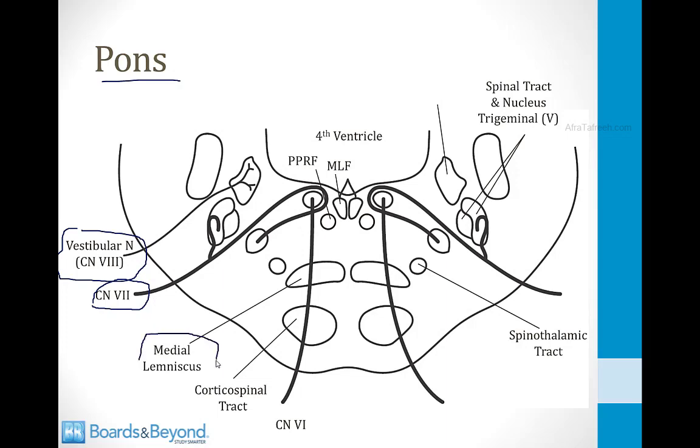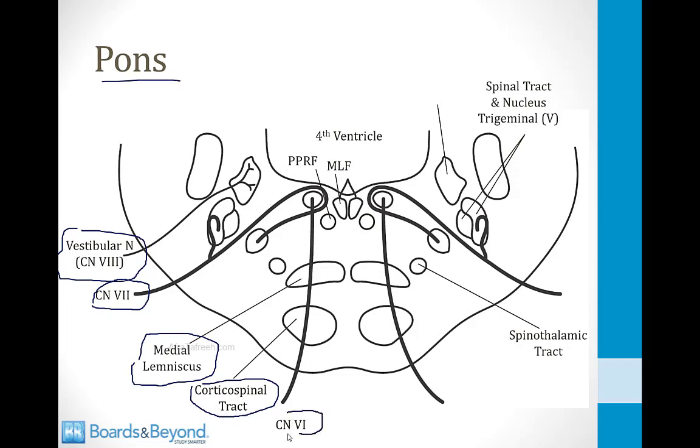Right here is the medial lemniscus, just like we saw in the midbrain. That's connected to the posterior column of the spinal cord. So damage here gives you loss of proprioception and vibration. The corticospinal tract is here running against the midline, so damage there gives you hemiparesis.